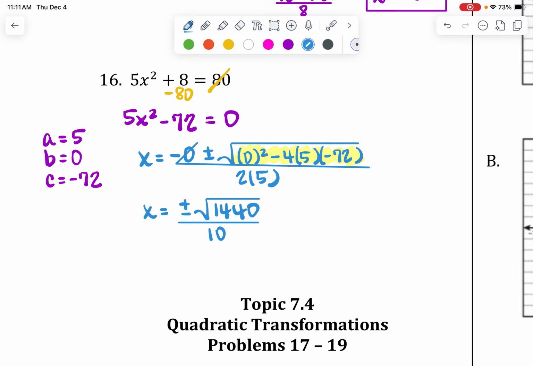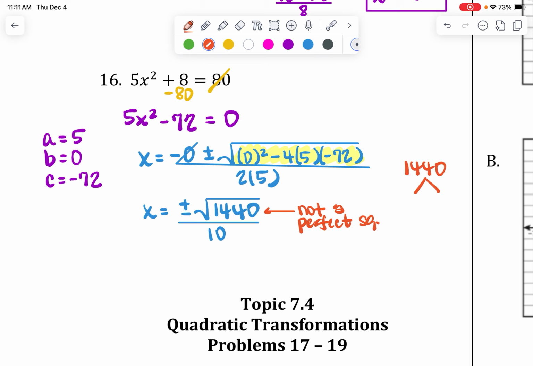All right, now fingers crossed. If you don't know your perfect squares, I'm just gonna type it in my calculator and ask, are you a perfect square? And he's not. I get an infinite decimal there. So, wah wah, not a perfect square. All right, so if he's not a perfect square, that means we need to simplify him.